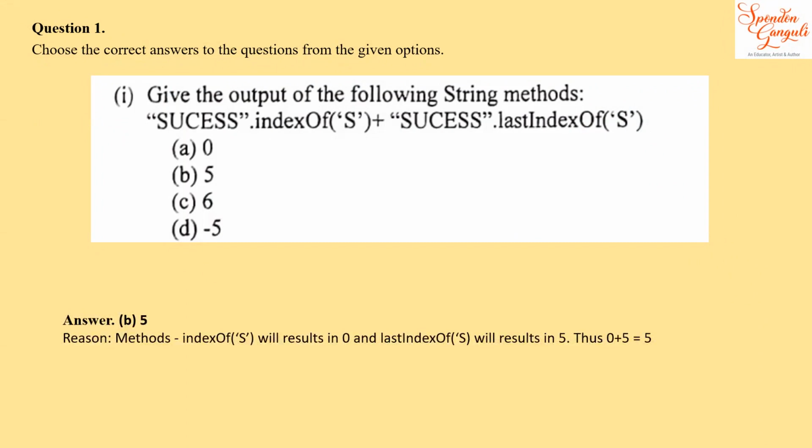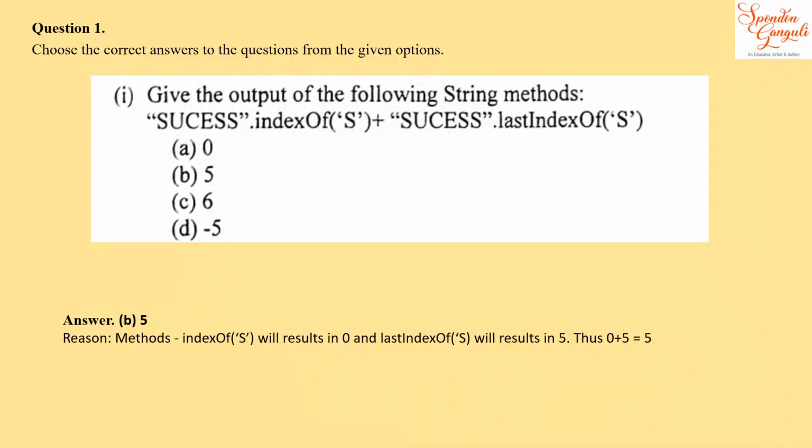So section A consists of MCQs and subjective questions. As you can see, the first question is from string. Give the output of the following string method: "success".indexOf('s') + "success".lastIndexOf('s'). The options given are 0, 5, 6, -5. Let us see, the answer is option B, 5.